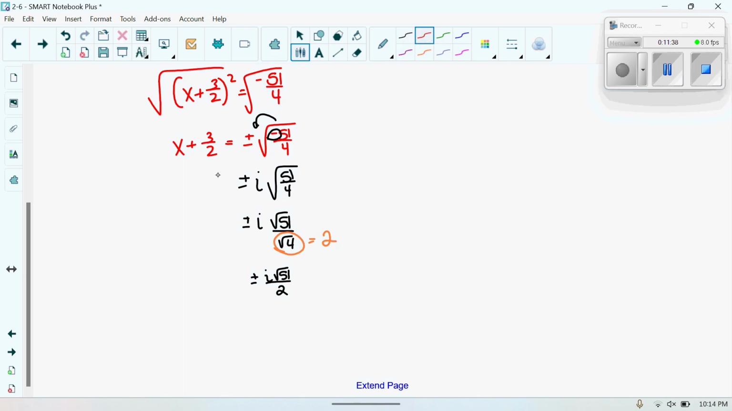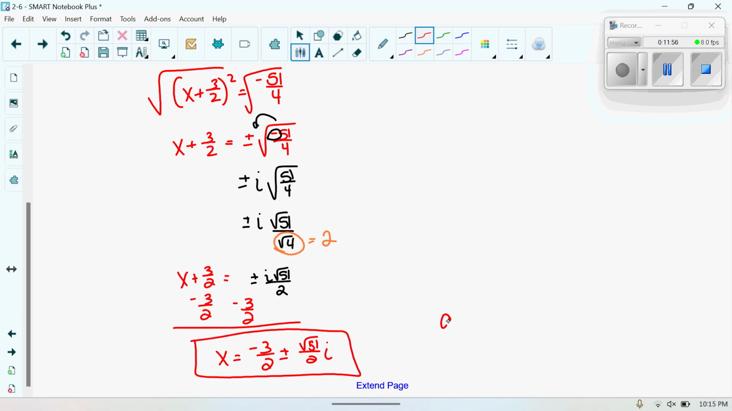And then I still have this part here, so I have x plus 3/2 equals this. I'm going to subtract my 3/2 on both sides. So I get x equals negative 3/2 plus and minus radical 51/2 i. I just put my i at the end because I always want it in a plus bi form. So that's why I just stuck the i at the end. So that's how you complete the square to solve a quadratic equation.